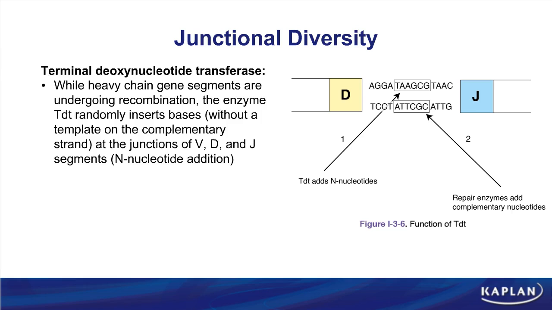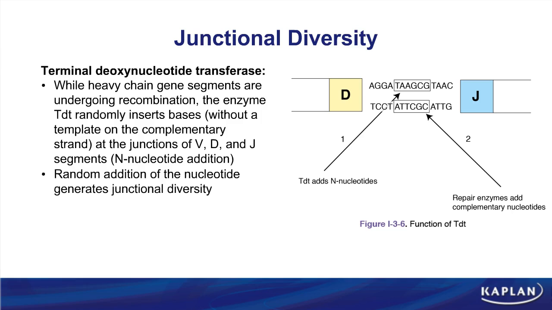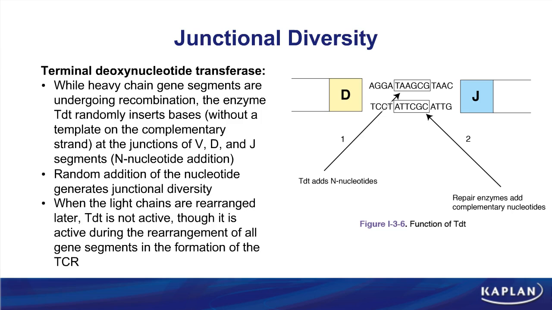This creates a pretty significant amount of diversity in the B cell and the T cell receptors. And just to note, for B cells, TdT is very active during heavy chain gene rearrangement and begins to turn off during light chain rearrangement, versus T cell receptor gene rearrangement, where TdT is active both in the beta chain rearrangement and the alpha chain gene rearrangement.